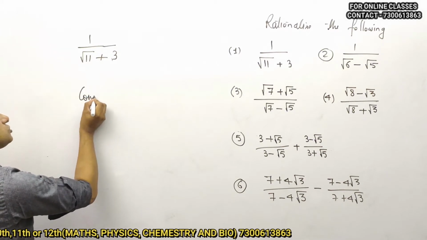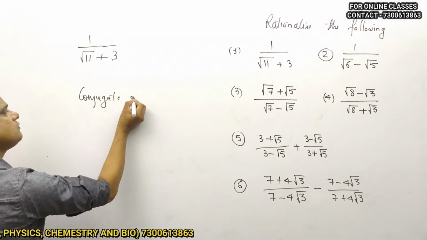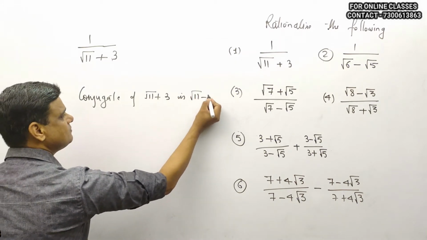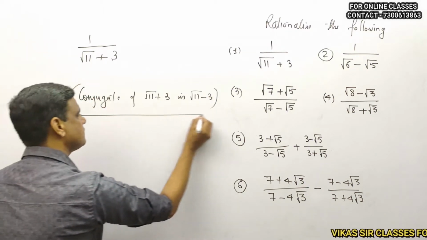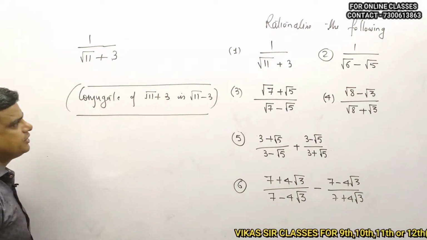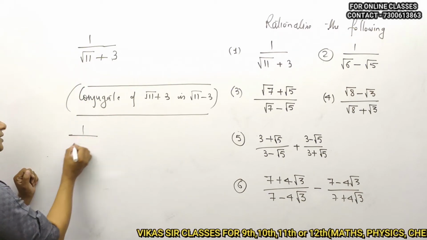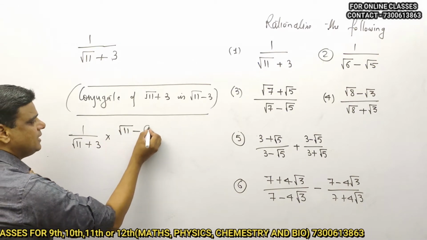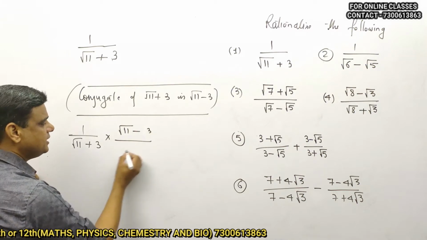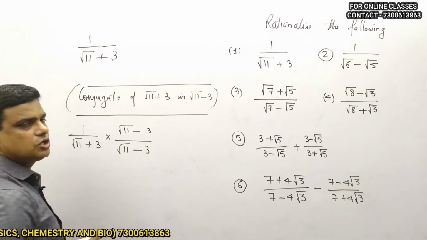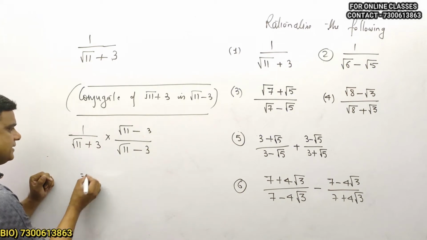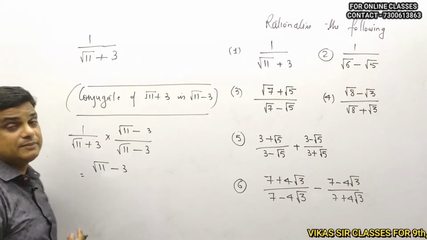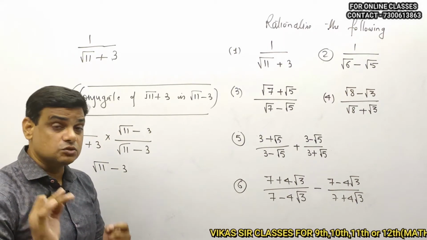So the conjugate of root 11 plus 3 is root 11 minus 3. We know this, right? So we will be multiplying 1 upon root 11 plus 3 by root 11 minus 3 in the numerator as well as in the denominator. Now multiplying, 1 into anything is anything, so 1 into root 11 minus 3 is root 11 minus 3.